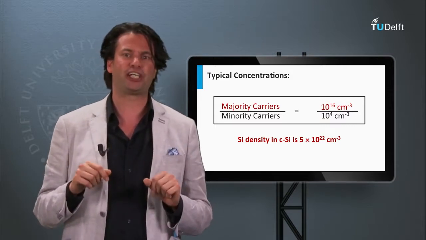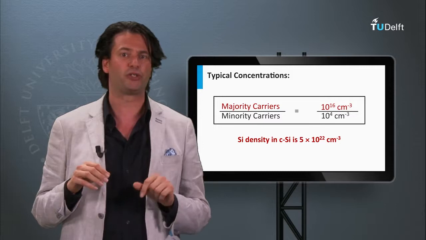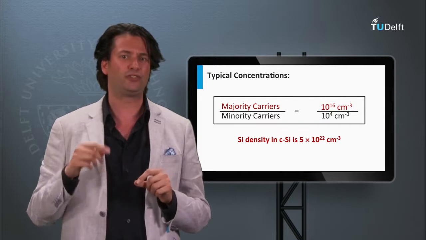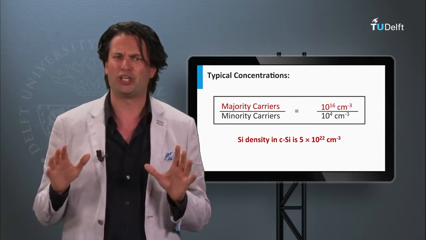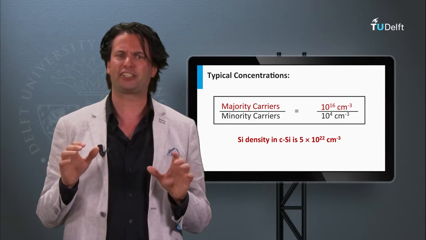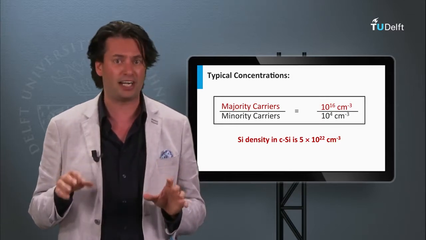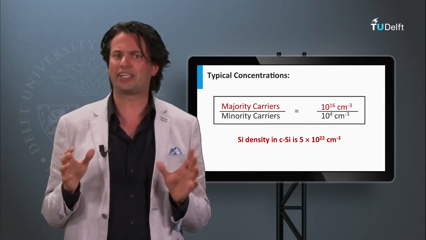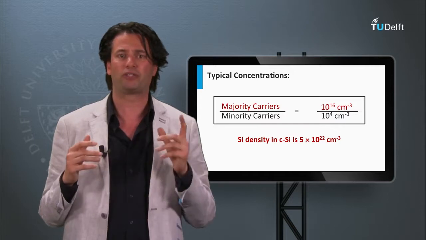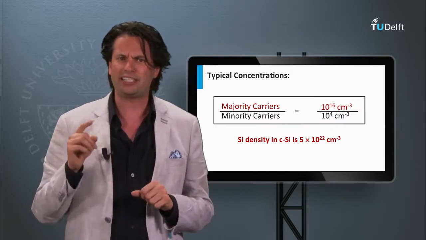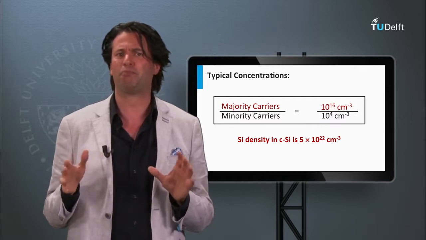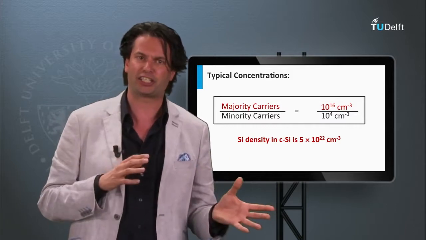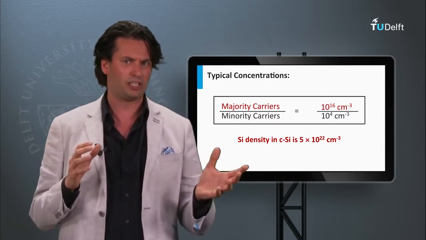Typical densities for majority charge carriers in silicon are 10 to the 16 per cubic centimeters, whereas the density of minority charge carriers in that case would be 10 to the 4th per cubic centimeters. This shows that the density of majority charge carriers can be many orders of magnitude higher than that of the minority charge carrier. Note that the silicon density in crystalline silicon is 5 times 10 to the power 22 per cubic centimeters. This means that the total number of charge carriers is much lower than the typical density of silicon atoms. The ratio majority charge carriers to silicon atoms in this example is 1 to 5 million.